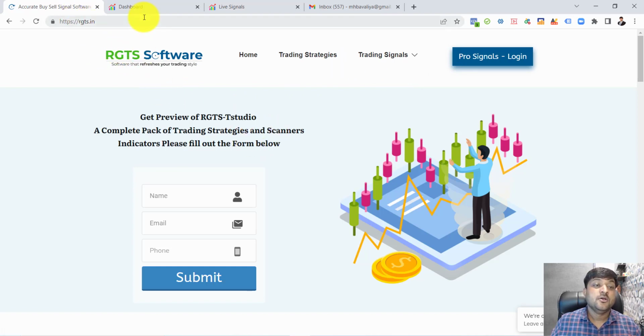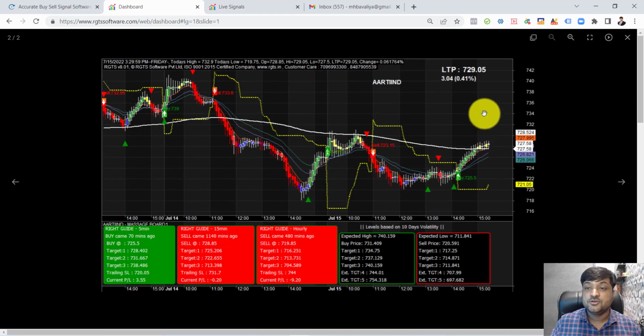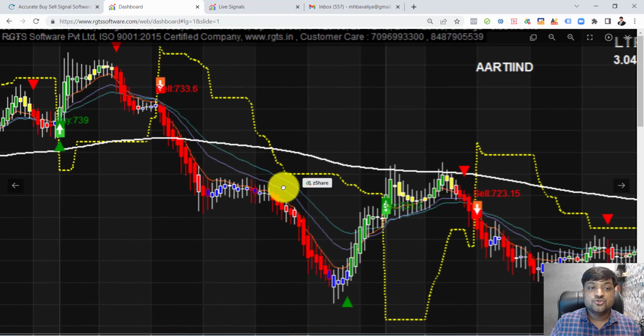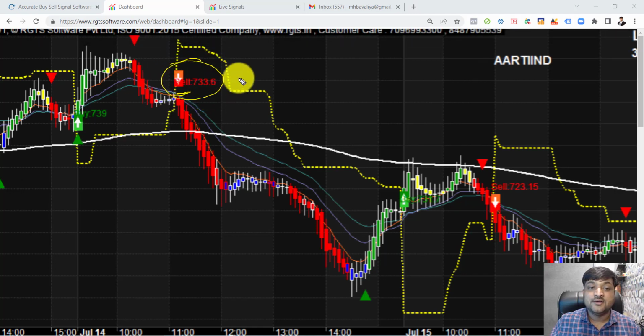Right now there is the RT Industry chart. I'm going to zoom in so I'm able to explain it properly. So there is one sell signal, right? There is a sell at 733. Just as an example, I have sold 1000 shares of RT Industry here.